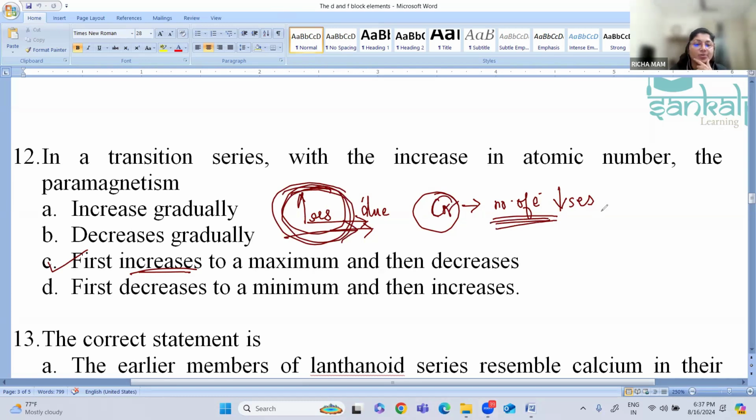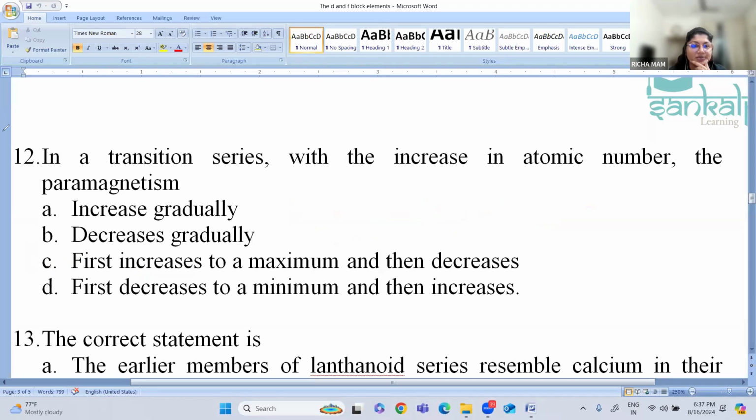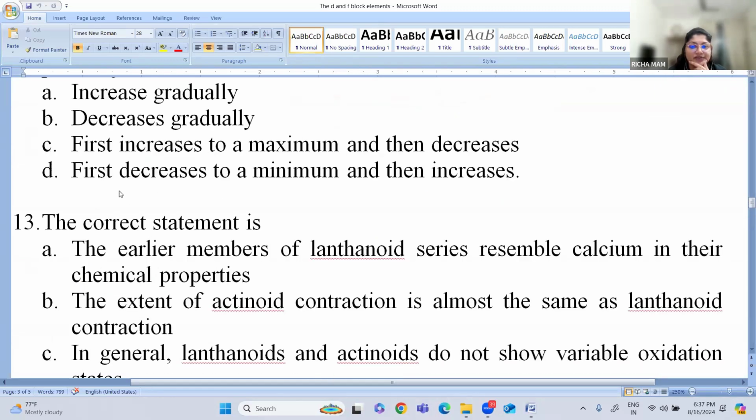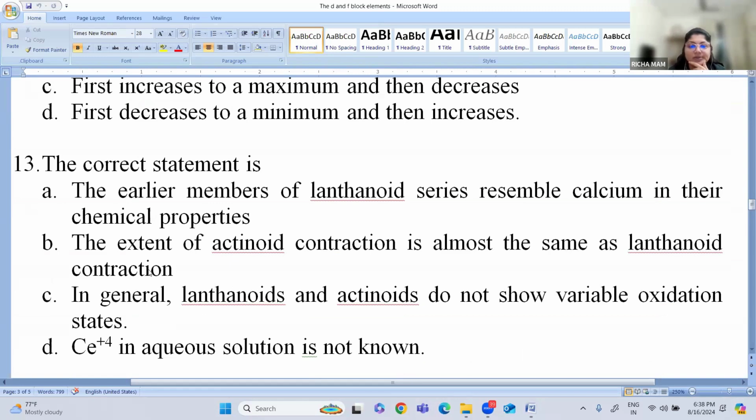Because of that, your paramagnetism also decreases. So option number C is the answer. Remember this. Next, we will see the correct statement. There are 4 statements, and you have to tell which is the correct statement among the following.